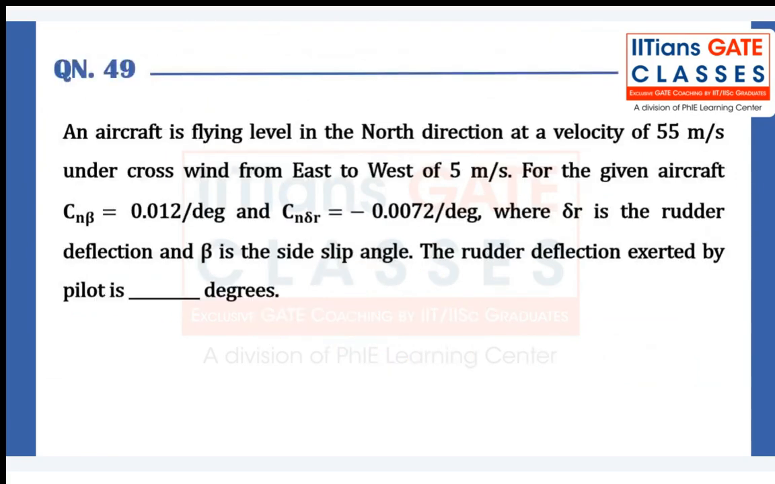An aircraft is flying level in the north direction at a velocity of 55 meters per second under crosswind from east to west of 5 meters per second. For the given aircraft, Cn beta is 0.012 per degree and Cn delta R is minus 0.0072 per degree, where delta R is the rudder deflection and beta is the side slip angle. The rudder deflection exerted by the pilot is dash degree.